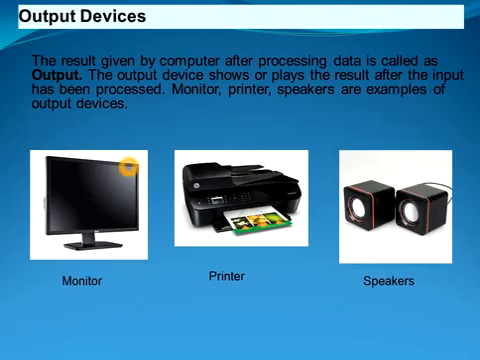Output devices: the result given by a computer after processing data is called output. The output device shows or plays the result after the input has been processed. Monitor, printer, speaker, all these are examples of output devices.